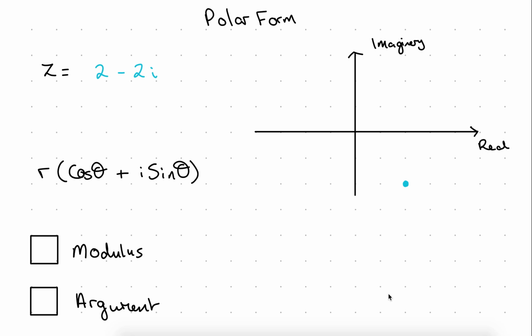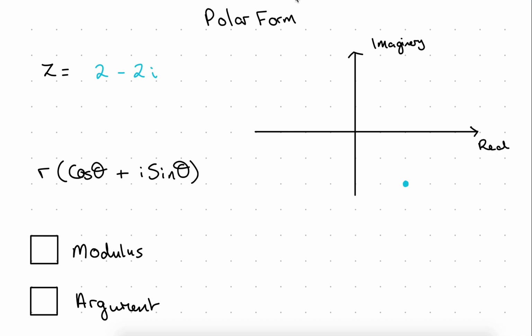So in this video, we're going to look at translating from our rectangular form for complex numbers to polar form. Currently, how we would describe the position of this complex number on the Argand diagram is we would say go across 2 on the real axis and go down 2 on the imaginary. This isn't the only way that we can describe the location of this point on the Argand diagram. We can also talk about it in terms of rotations, and that's where polar form comes in.